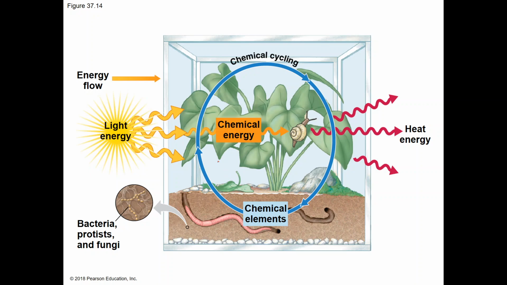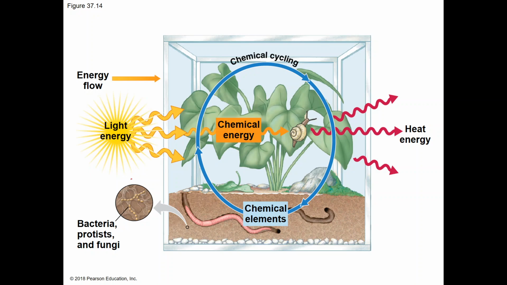The energy that enters the terrarium in the form of sunlight is converted into chemical energy by the producer. In this situation, the producer is the plant, and it's converting the sunlight energy into chemical energy through the process of photosynthesis. And then the consumers, like the snails and the worms, take in some of this chemical energy and store it in organic compounds when they eat the plants.